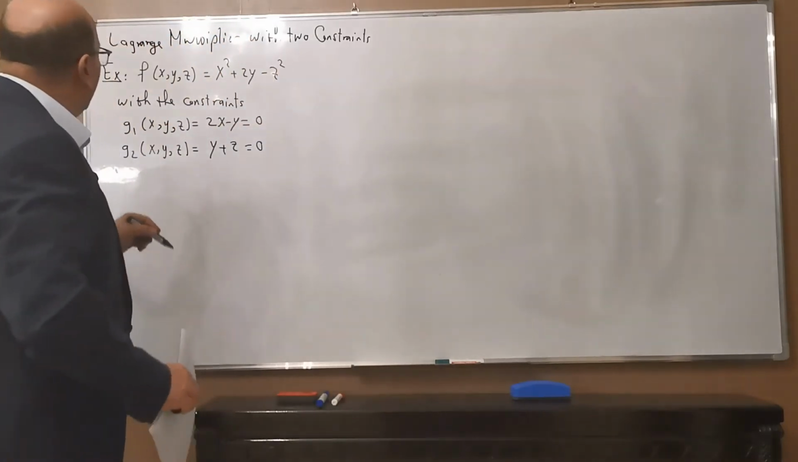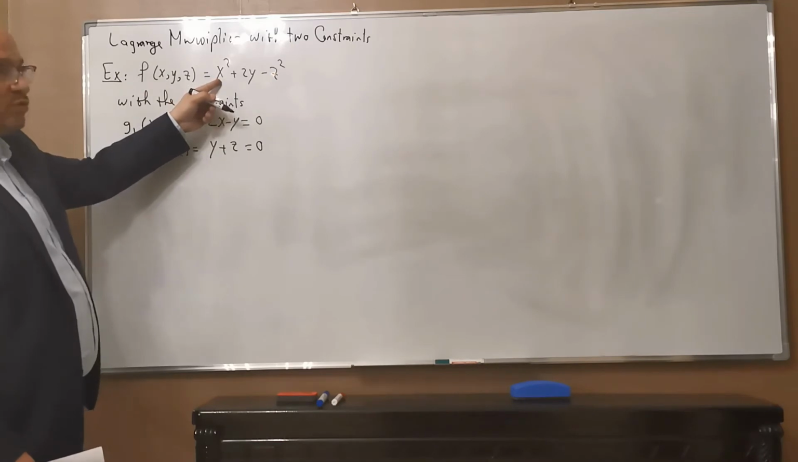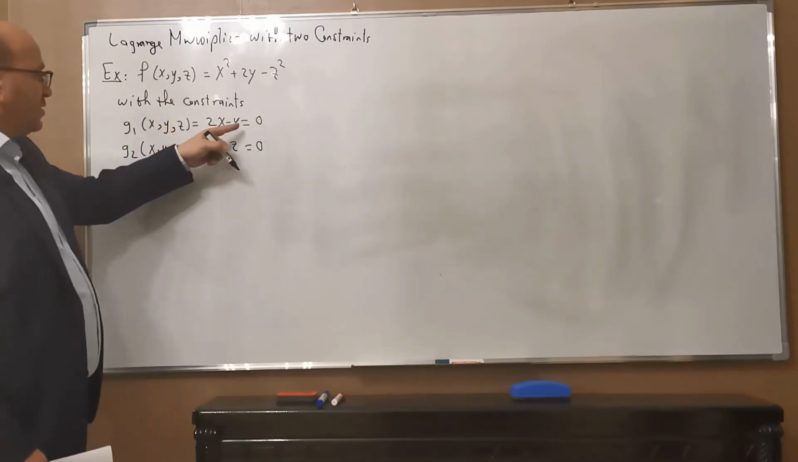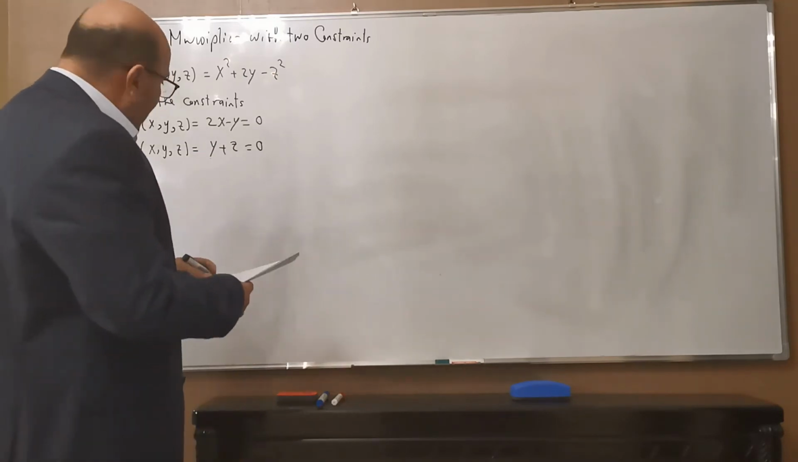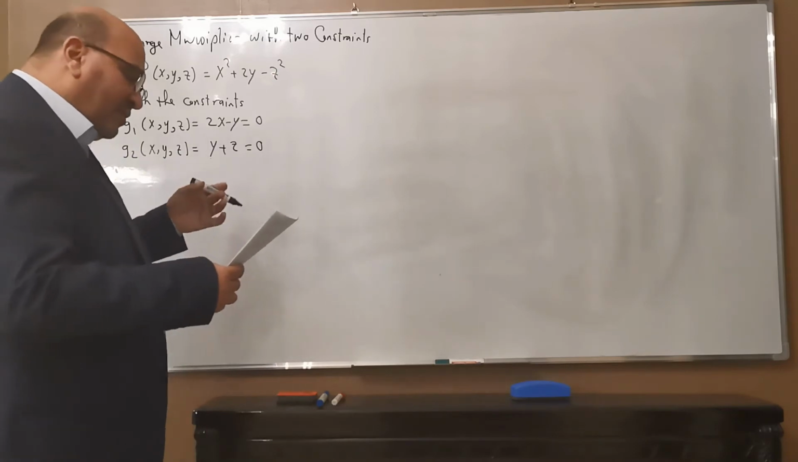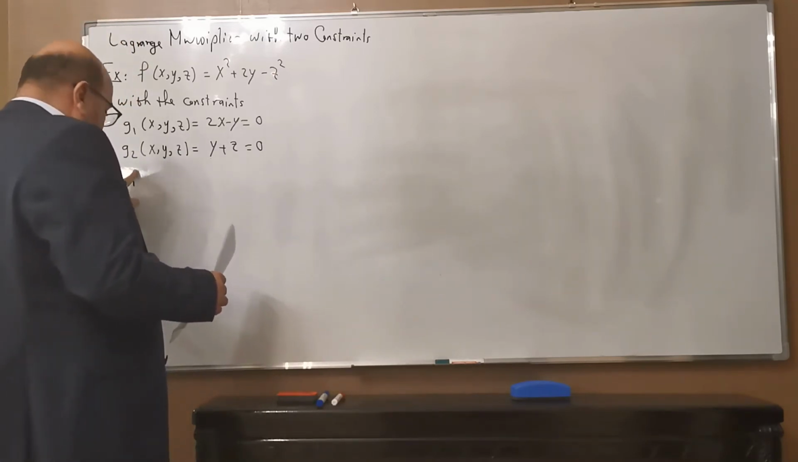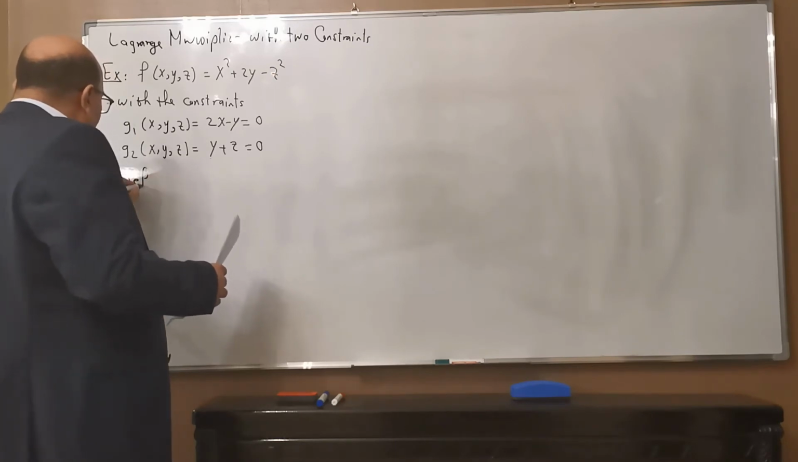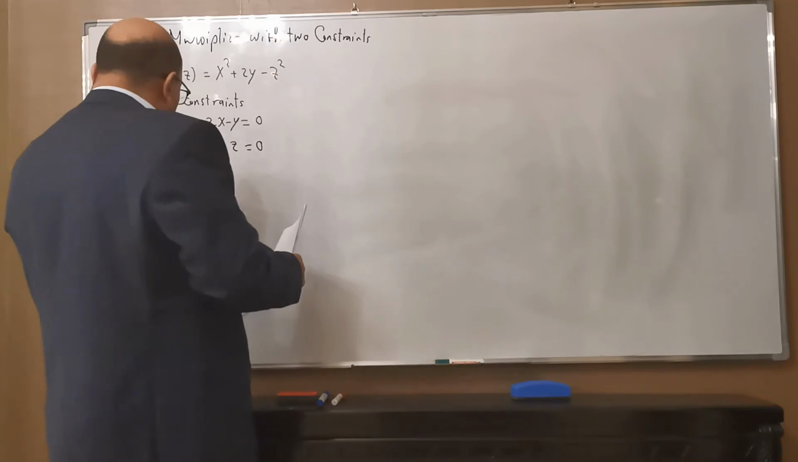So in this problem here, we have two constraints. We have the function that we need to optimize, this constraint equal to 0, and this constraint equal to 0. We will tackle this problem in a different way. We will define the Lagrangian function.